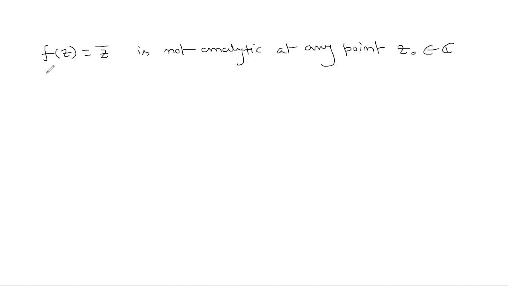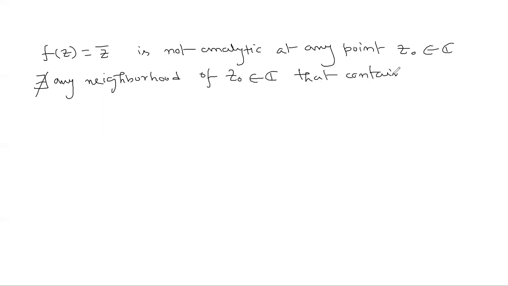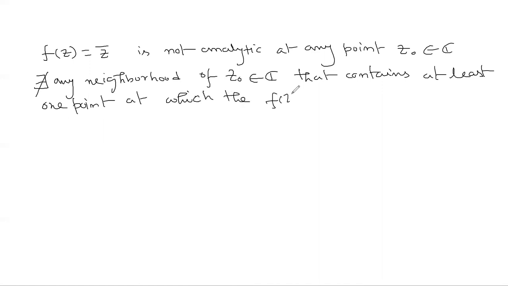Now about the singularity of the function f(z), we observe that the function f(z) is not analytic at any point z0 in C. But that does not mean all the points in the complex plane are singularities of the function f(z), because there does not exist any neighborhood of the point z0 that contains at least one point at which the function f(z) is analytic. So we can say f(z) has no singularity.